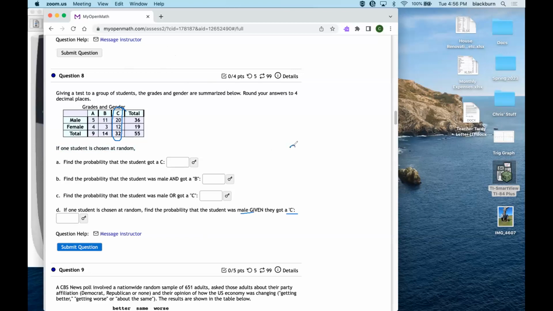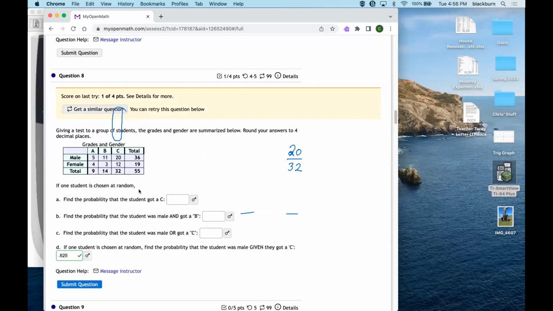So 20 divided by 32. So you'd make that calculation. Let's see, can I do that in my head? I think it's 0.625.